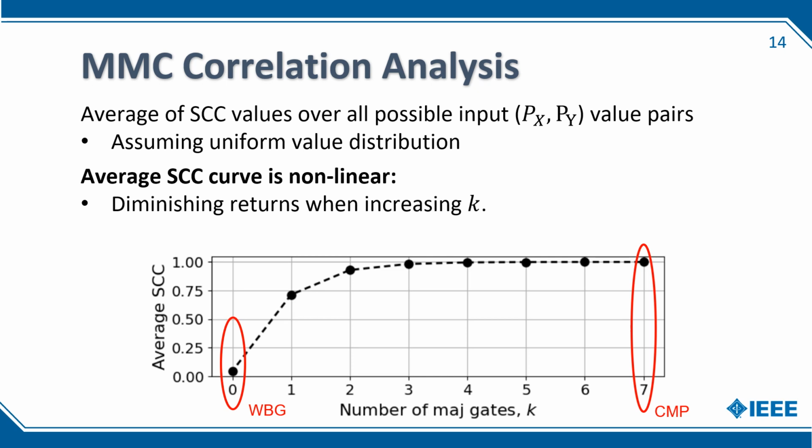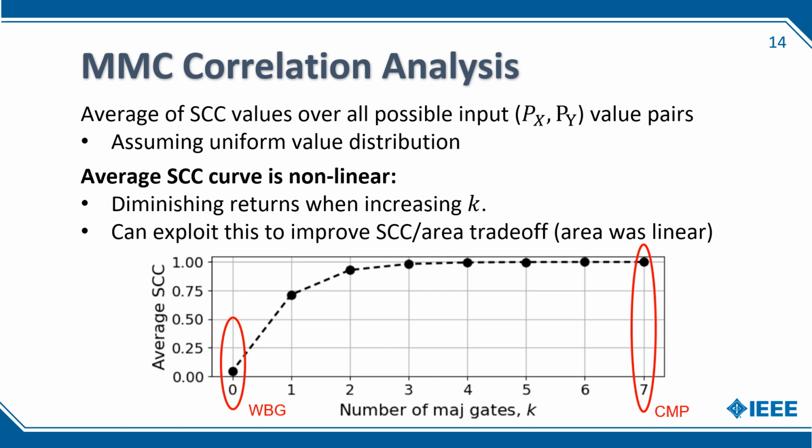In other words, adding just a few majority gates to the MMC has a dramatic impact on the output correlation. Since circuit area is only increased linearly with K, we can utilize MMCs to exploit this favorable SEC trade-off to achieve high SEC and thus high accuracy, with a comparatively small relative increase in area at cost.